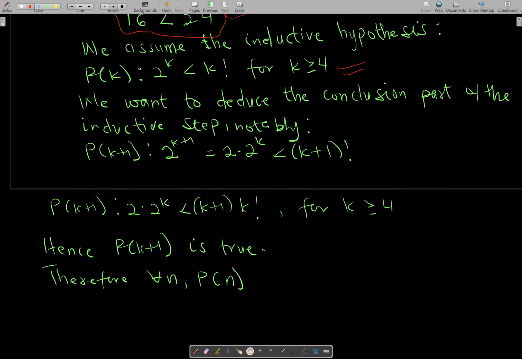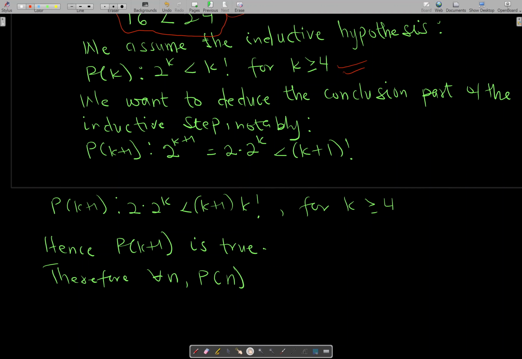So from P(k) we replace k by k + 1. We get 2^(k+1), and we know that 2^(k+1) is the same as 2 multiplied by 2ᵏ, from the laws of indices. This should be less than (k+1) factorial, since we are just replacing k by k + 1. So we have 2 times 2ᵏ less than (k+1) factorial.